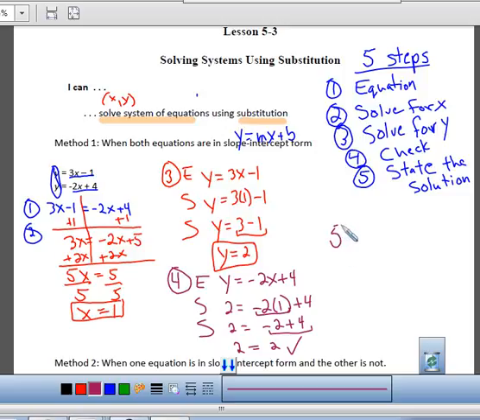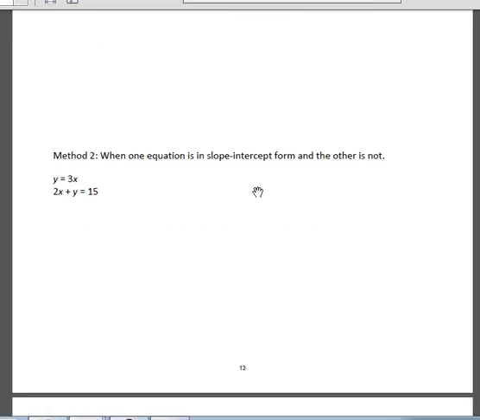Wonderful. Step 5, the solution is, it's a point, remember. So the x value is 1, the y value is 2, and you are done. 5 steps. I think everything makes a lot of sense here. Okay, so they're not always going to be in y equals mx plus b form. So let's take a look at another example, method 2, or situation 2.